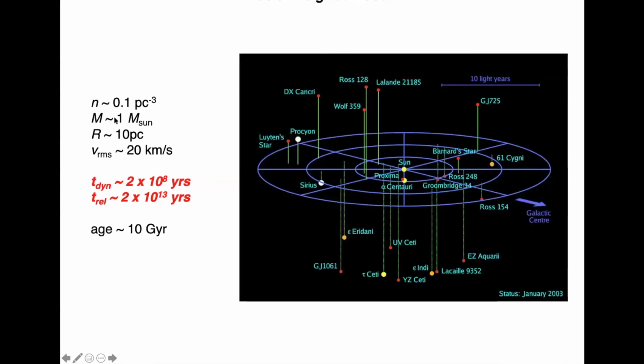For the solar neighborhood, you have the number density being about 0.1 star per cubic parsec, the mass about solar mass, radius about 10 parsecs, v RMS, the velocity dispersion, about 20 kilometers per second, the dynamical time is about 200 million years, and the relaxation time is about 2 times 10 to the 13 years. With an age of about 10 billion years, the system is not relaxed.